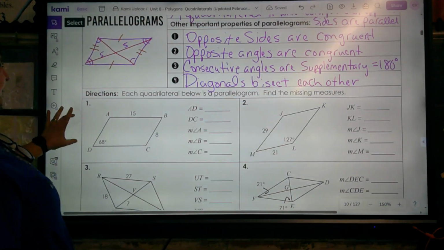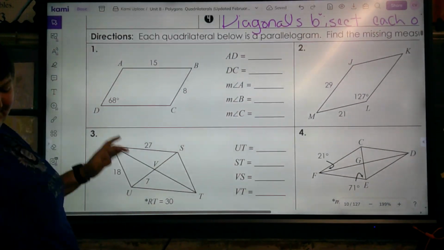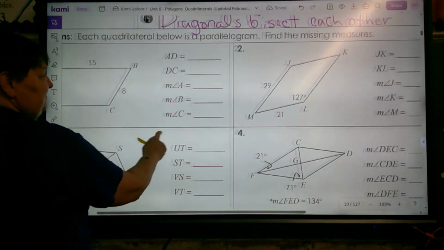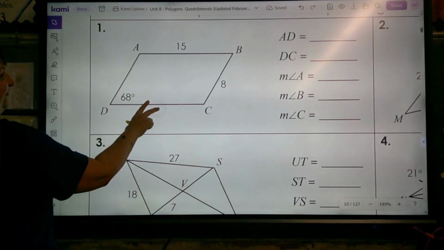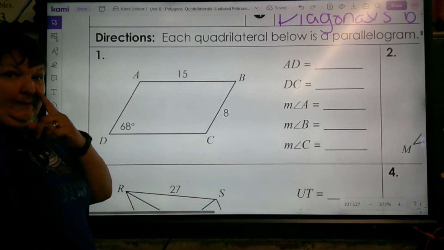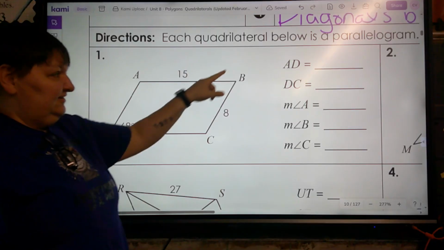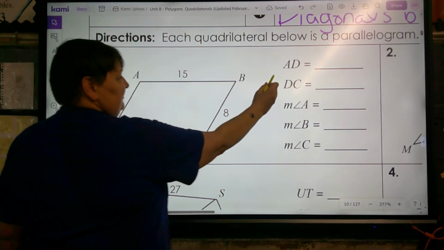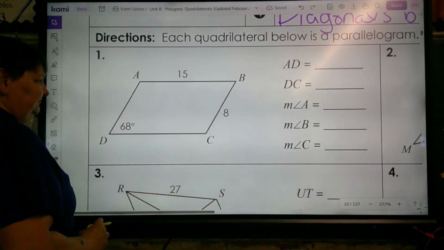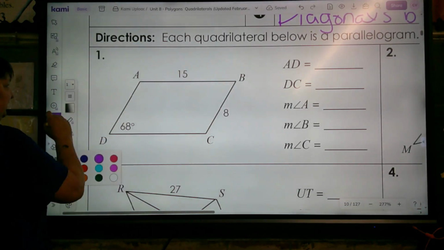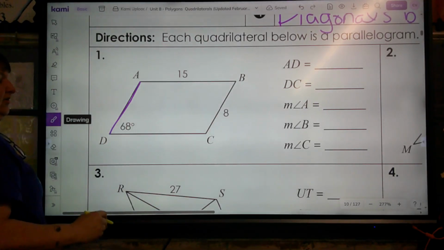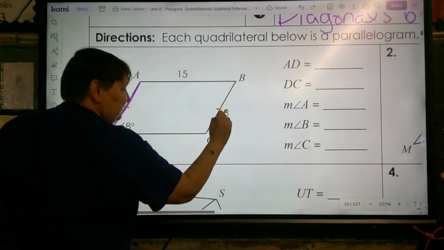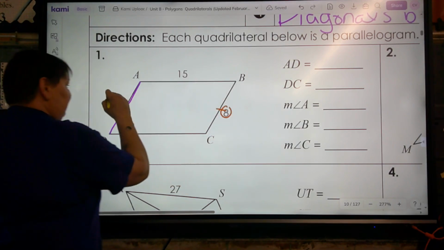Alright, we can use this information. It says each quadrilateral below is a parallelogram. It tells you, find the missing measures. So we're going to use the information they give us. You should get a ruler, and you should draw this in your notebook. What is the distance between A and D? They're asking for the distance between here and here. Well, we know it's a parallelogram, which means that this side is equal to this side. So if this side is 8, this side has to be 8.